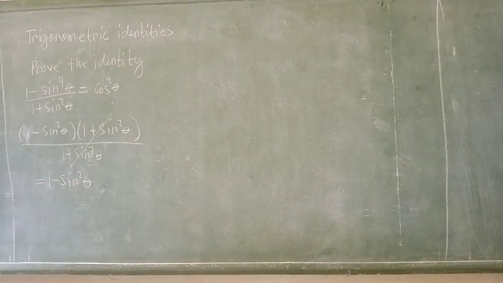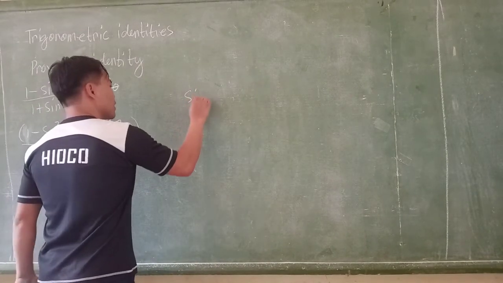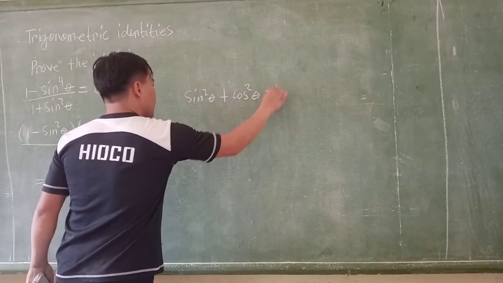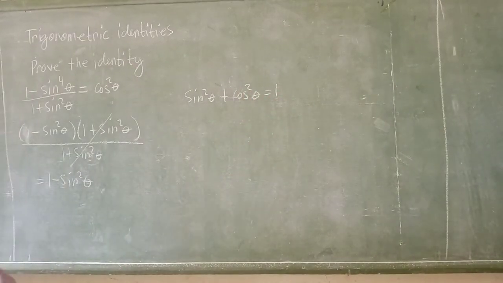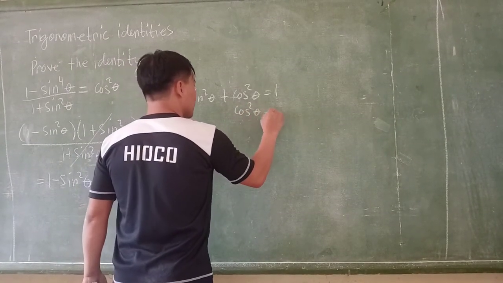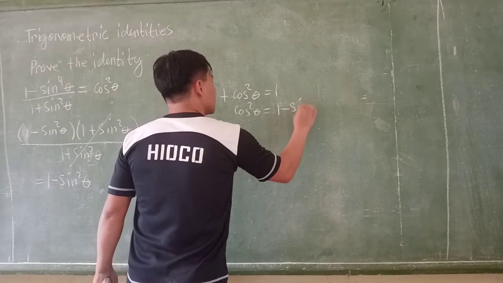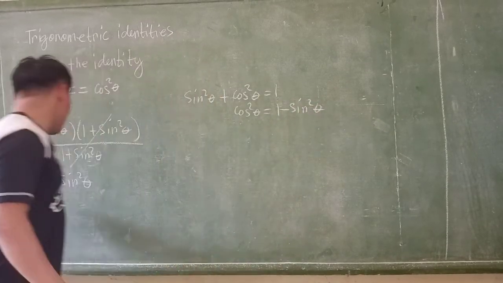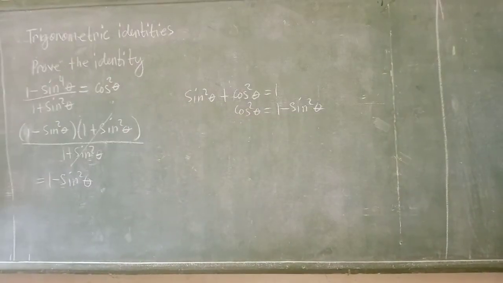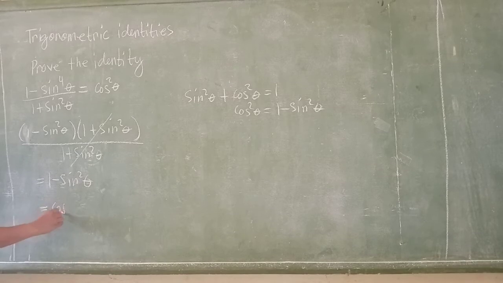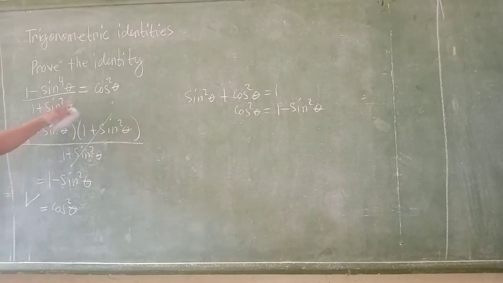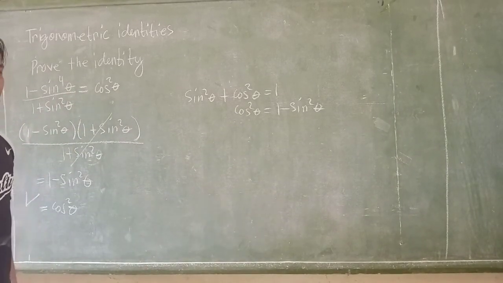Yan naman tayong Pythagorean identity. No? Katong sine squared theta plus cos squared theta is equal to 1. Tama? So, magamit natin na siya. Okay? So, we know that cos squared theta in here is equal to 1 minus sine squared theta. Therefore, kaning 1 minus sine squared theta, cosine squared din eh. Cos squared theta din na. So, we have here cos squared theta. And that is correct, no? Na-prove na to. Therefore, we are really an identity.